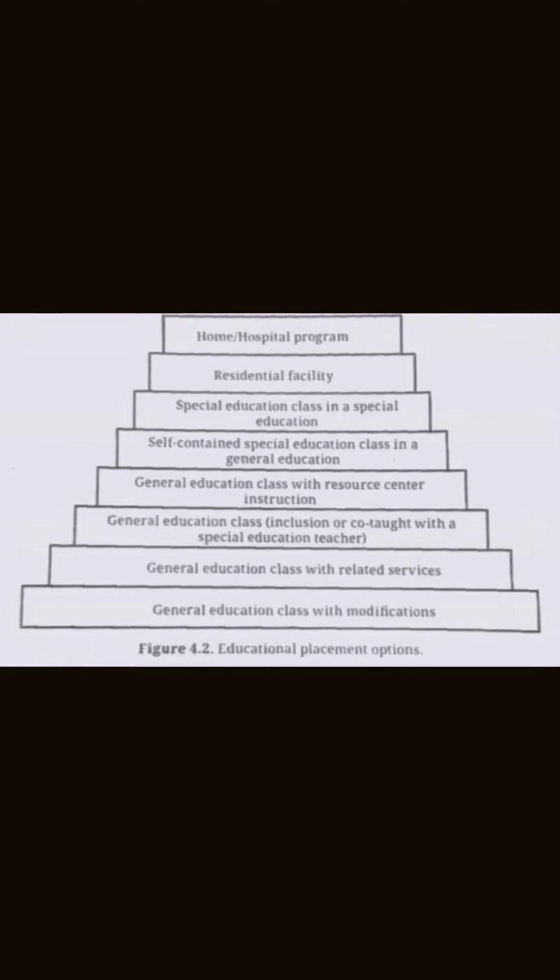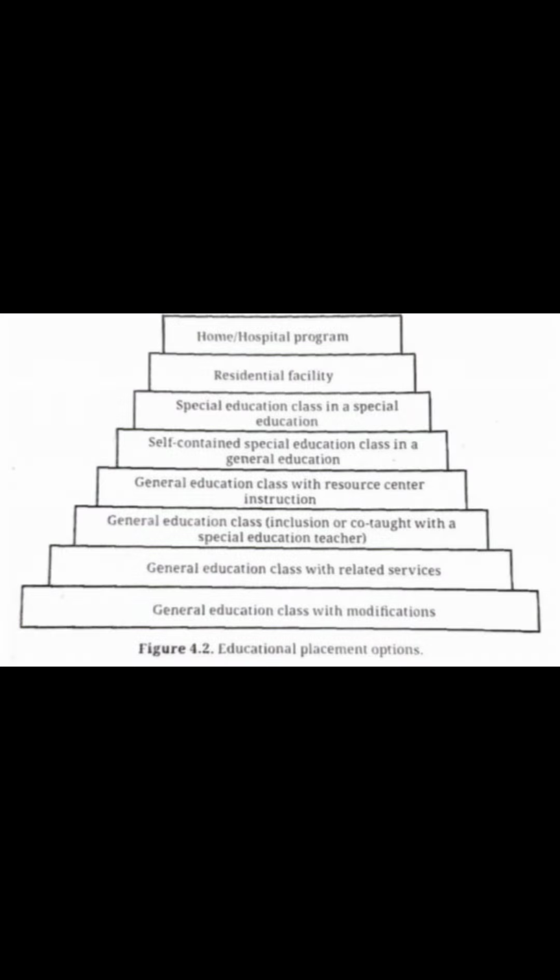There are 8 educational placement options. First is home or hospital program. Second is residential facility. Third is special education class in a special education school. Fourth is self-contained special education class in a general education school. Fifth is general education class with resource center instruction. Sixth is general education class, inclusion or co-taught with a special education teacher. Seventh is general education class with related services. And lastly, general education class with modifications.